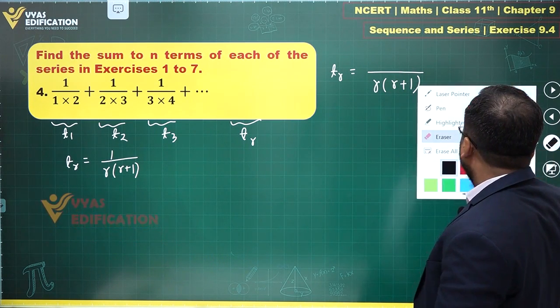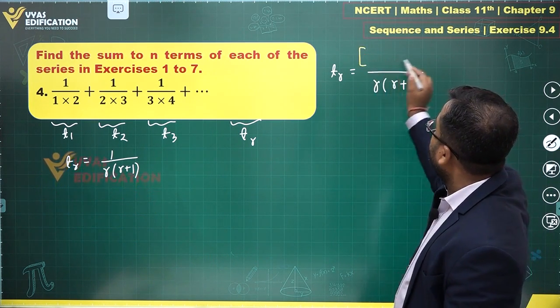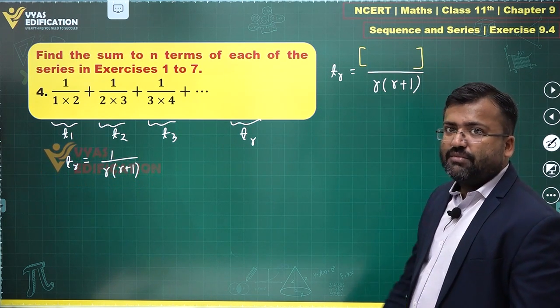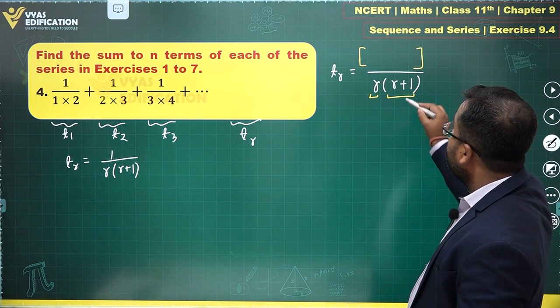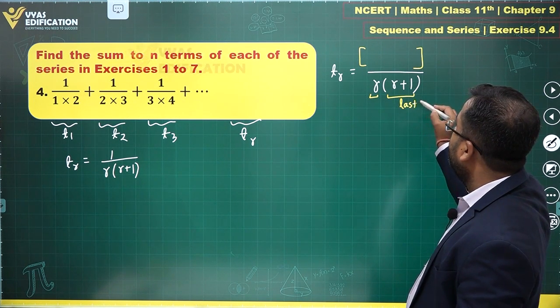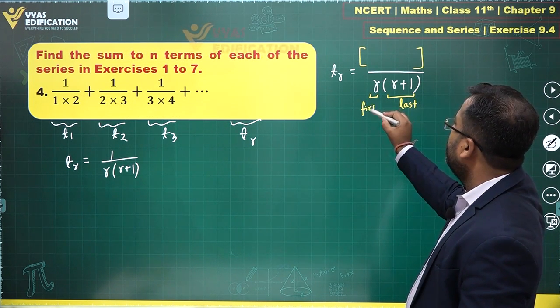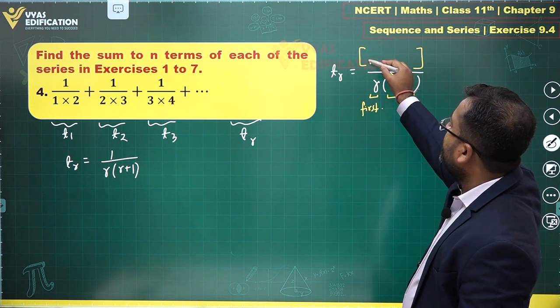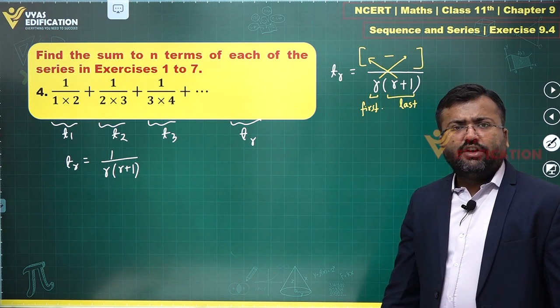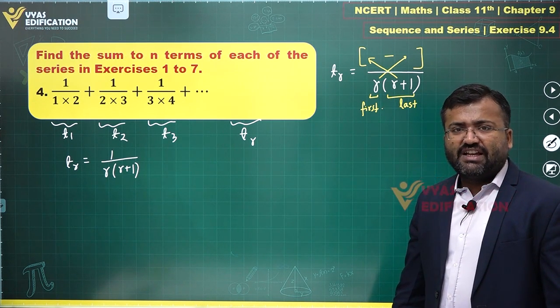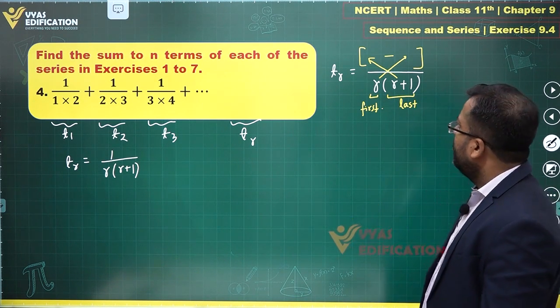In the numerator, I'll need to multiply with something. What is that? This is the last term, first term. Last and first. Take this last term over here and first term over here and subtract. What did you just do? You just took the last term and the first term, took the difference.